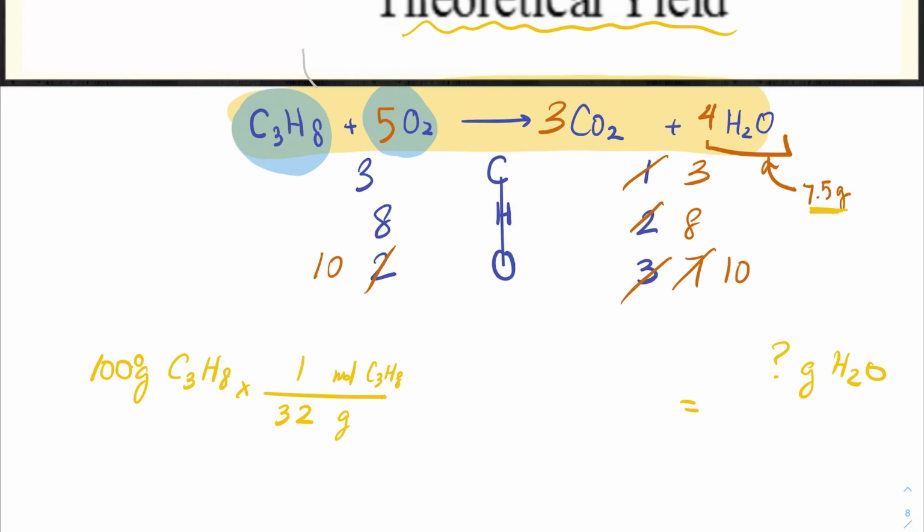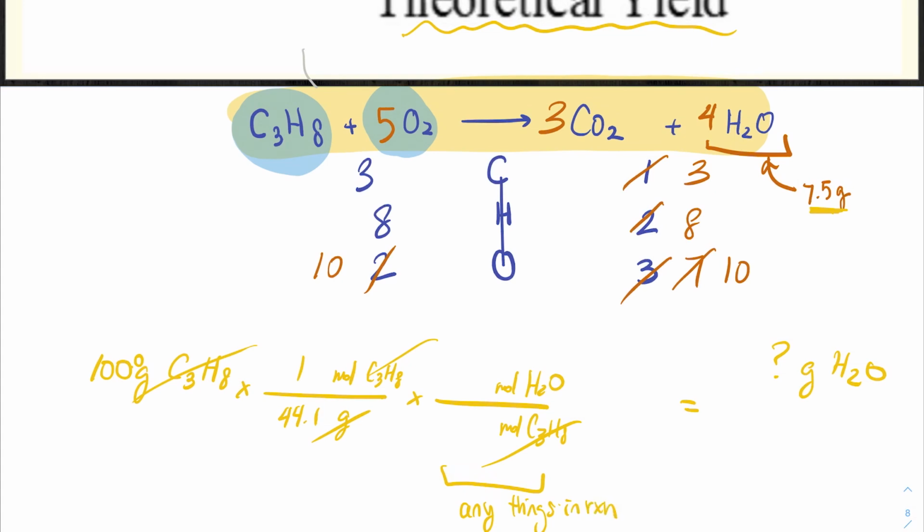So that's 32 grams per mole, and that cancels. Moles of propane, that's not 32, I'm sorry, that's for the oxygen. It's 44.1. And then I use the molar ratio to turn moles of C3H8 into moles of H2O. Again, the molar ratio can relate any things in the reaction. According to my reaction, there's 1 of those to every 4 of those. And then finally the molar mass of water, 18.01 grams in 1 mole of H2O.